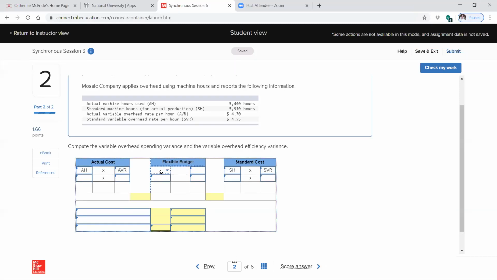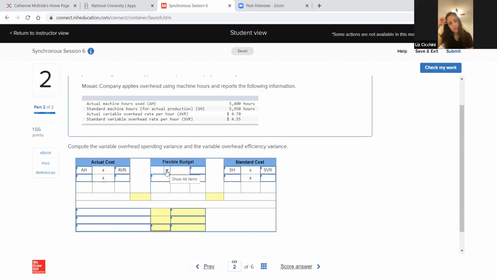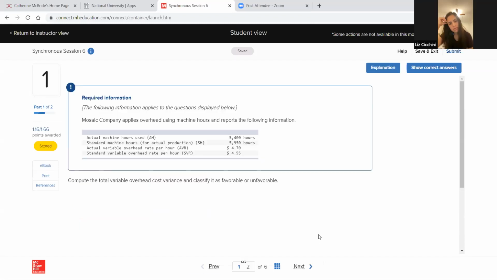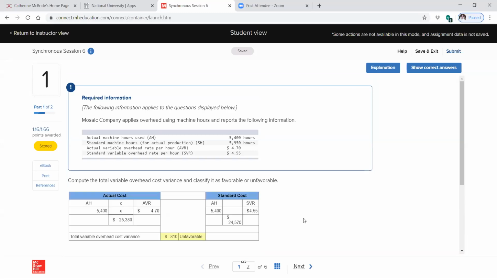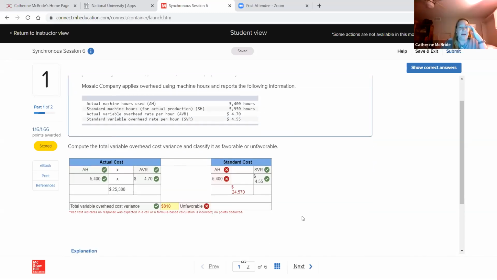Sorry, Doc. On the last one, I'm kind of doing it while you're explaining it, and I think it was SH on the standard cost. On the first one. On the one before, the one that I was asking? Yes. Oh my God, you're right. Oh, you're right.